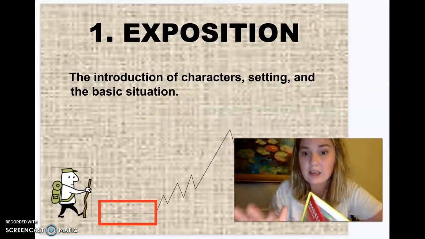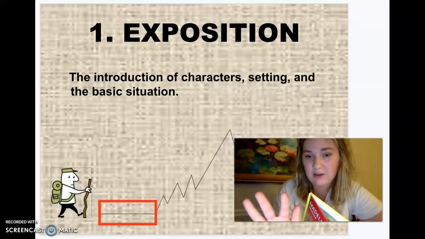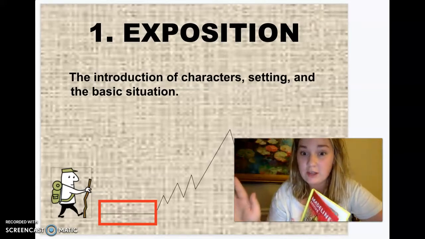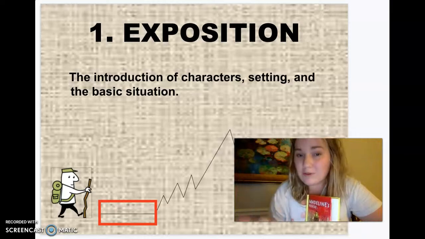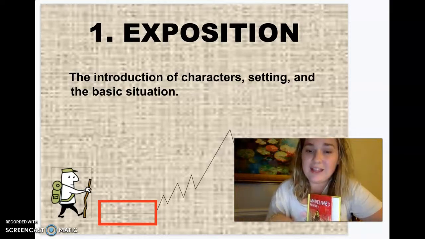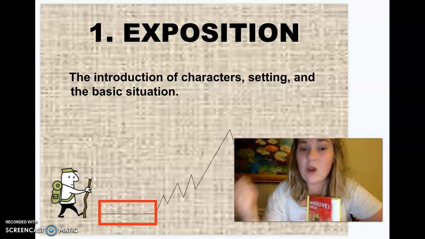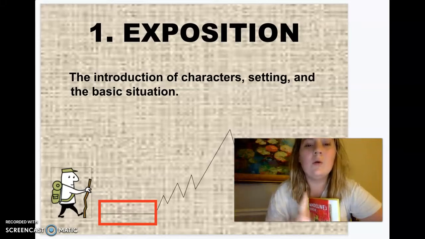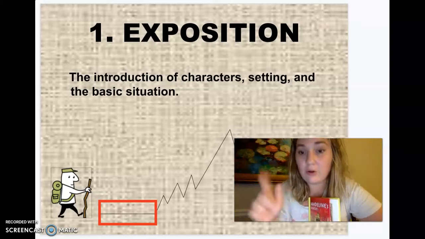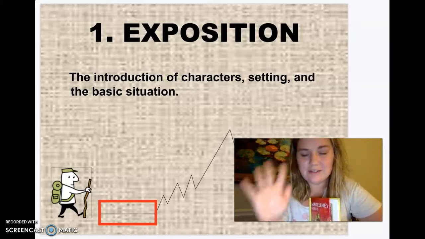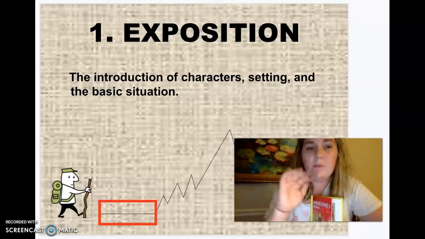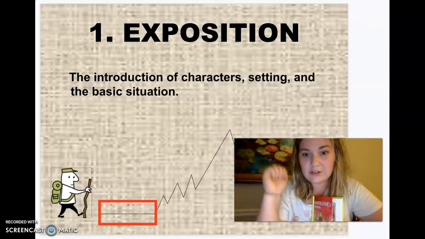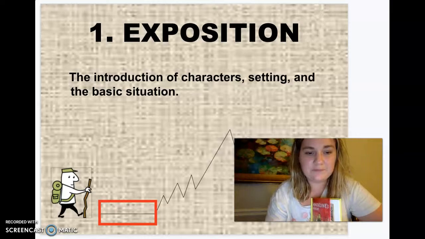Why don't you take a second, pause the video, turn and talk with your partners at your table, and figure out what was the setting. You can come back and listen to the story if you need to. What was the setting? Who are the characters? What's the basic situation here? The biggest thing to understand is characters and setting.